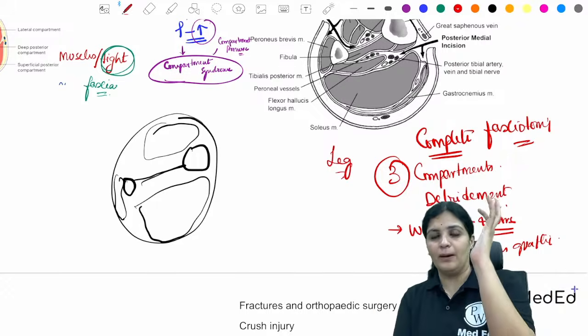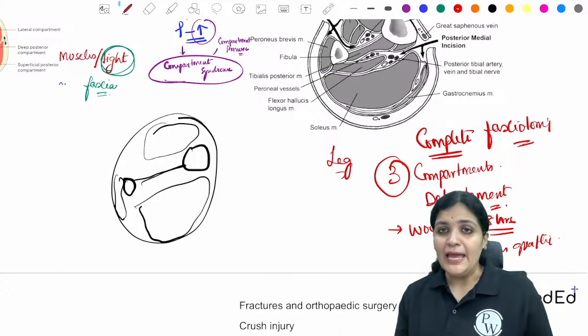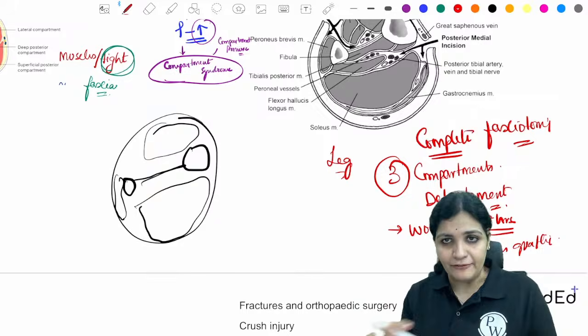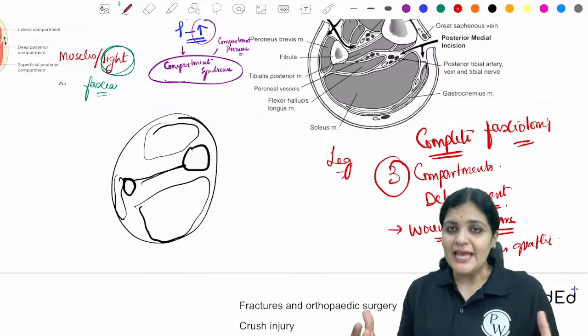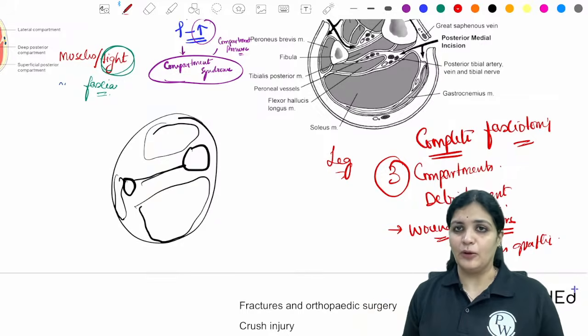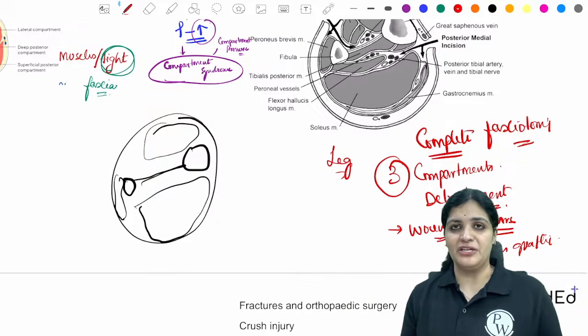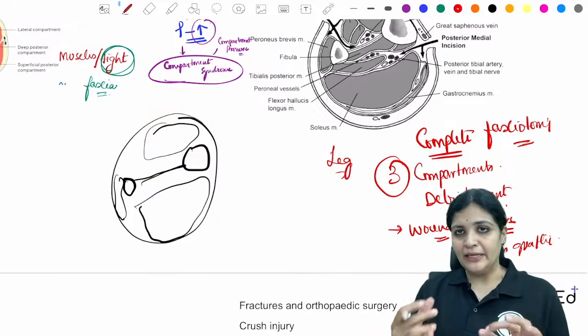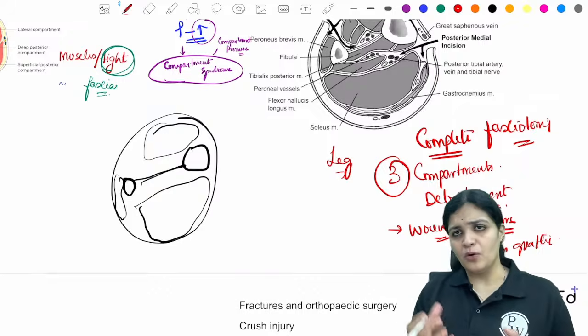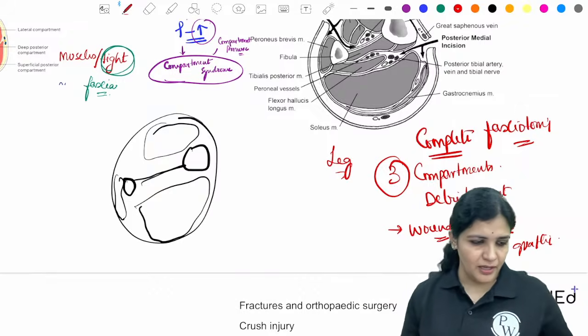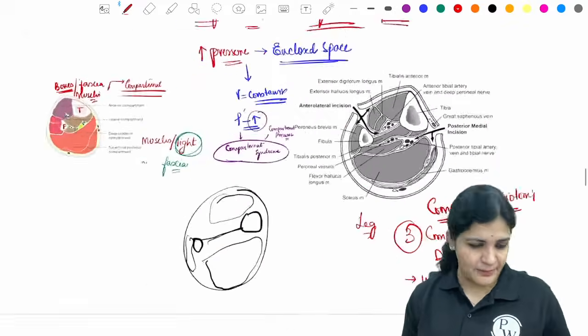In the hand, there are two compartments. So all the compartments should be opened, and immediately, no suturing. You have to leave them open for at least 1 or 2 days, and then you have to check for muscle necrosis. You will debride all the muscle which has necrosed, and then you will close the wound either with skin grafting or with secondary suturing. Okay, that is about compartment syndrome.